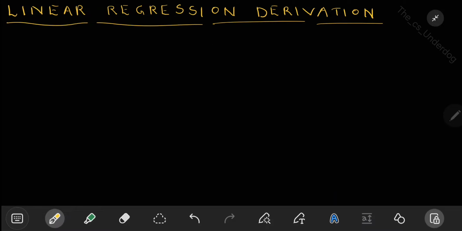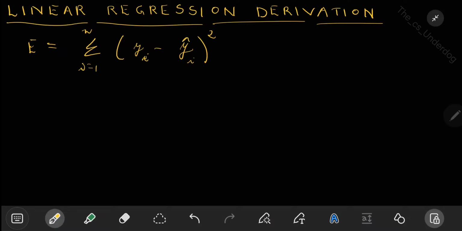So again, the steps would remain the same, whatever we had done till this point. So what is our error? Error is equal to the sum of squares error, which will be sigma i equal to 1 to n, (yi minus yi cap) the whole square, right?